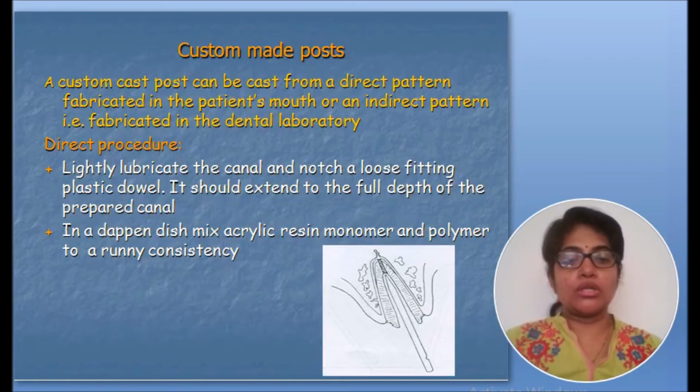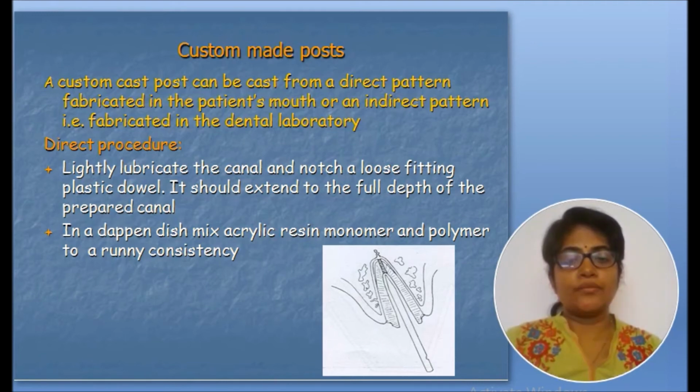Now coming to the custom made posts. Custom made posts can be cast from a direct pattern fabricated in the patient's mouth or an indirect pattern that is fabricated in the dental laboratory. Direct procedure: we have to lightly lubricate the canal and notch a loose fitting plastic dowel or post. It should extend to the full depth of the prepared canal.